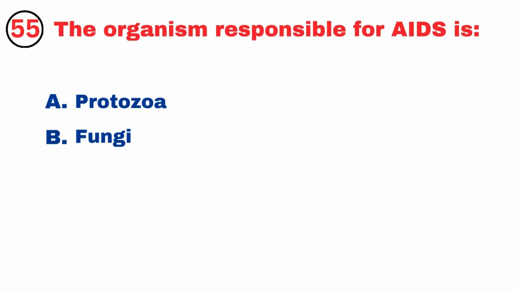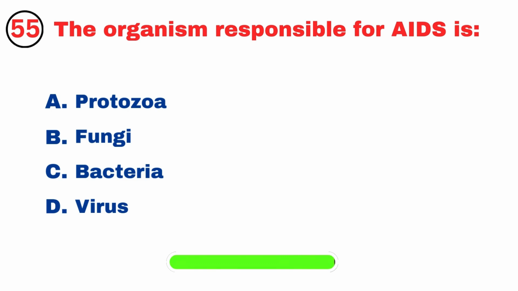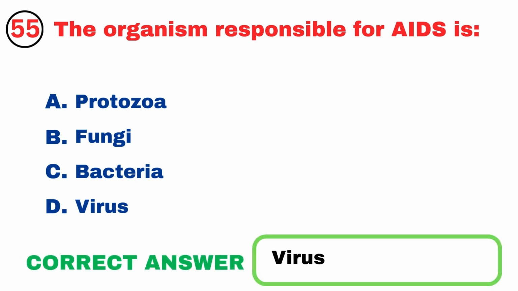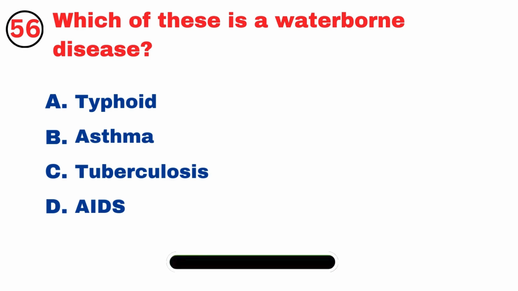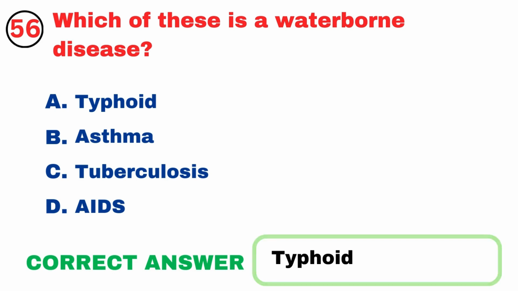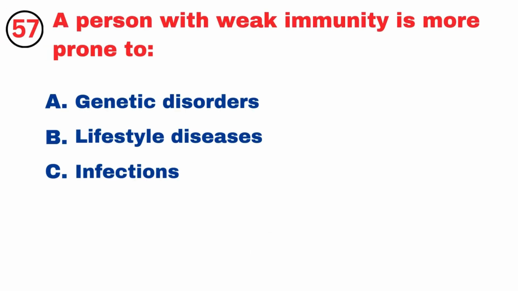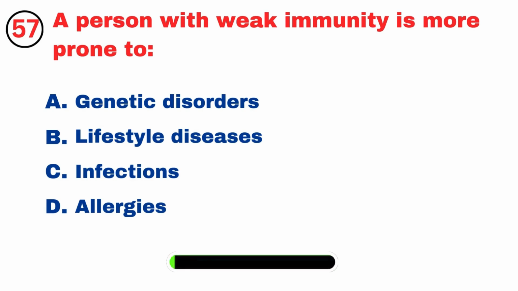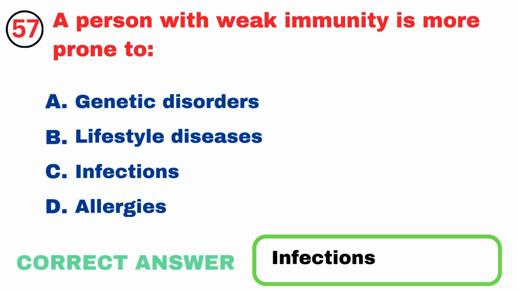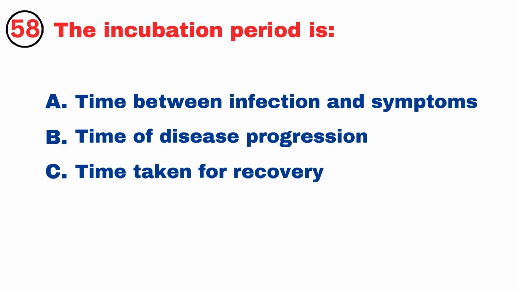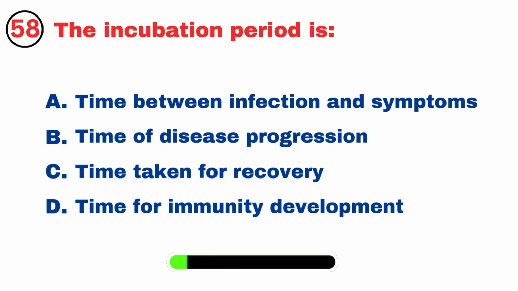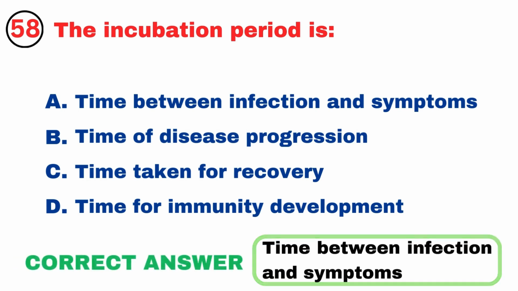The organism responsible for AIDS is virus. Which of these is a waterborne disease? Typhoid. A person with weak immunity is more prone to infections. The incubation period is time between infection and symptoms.